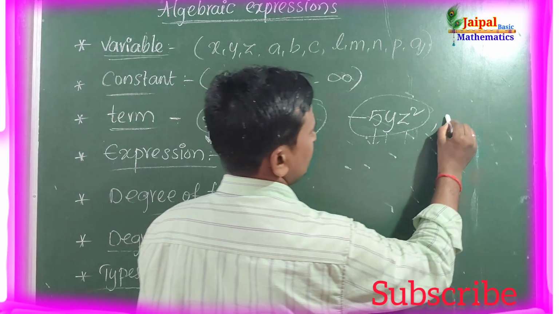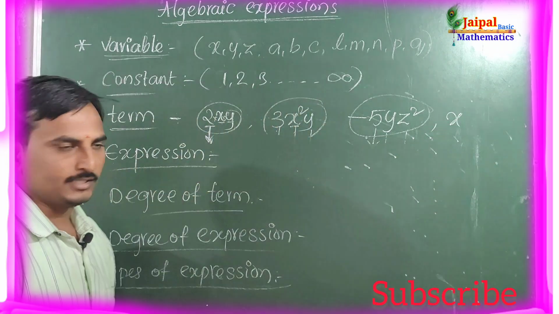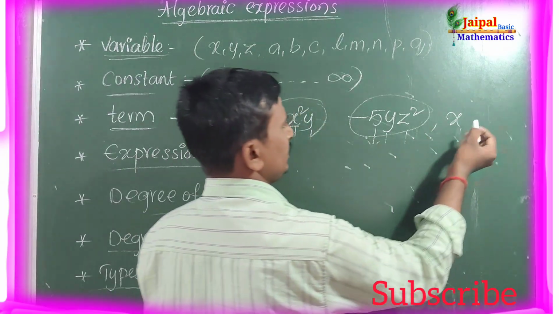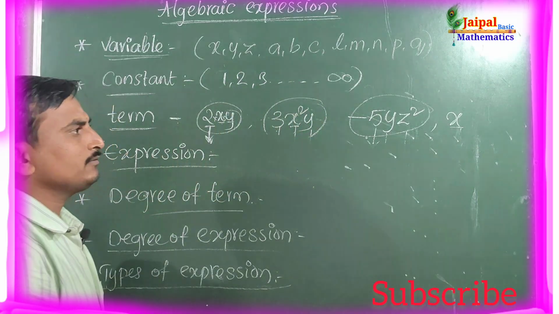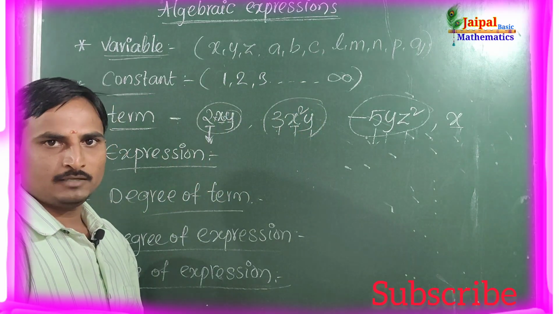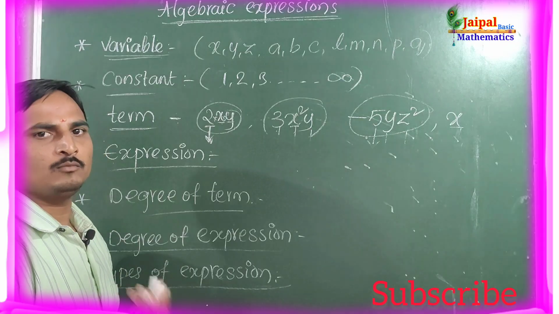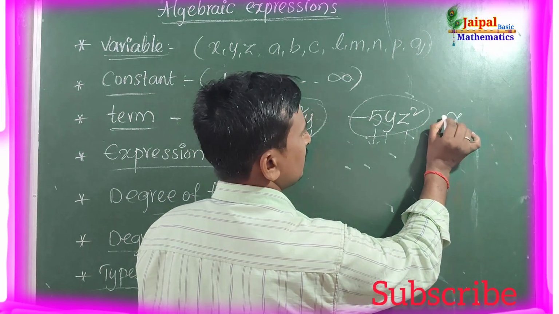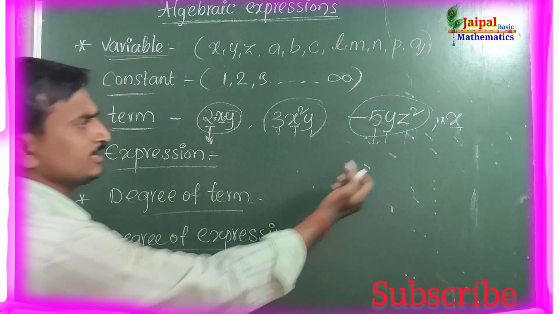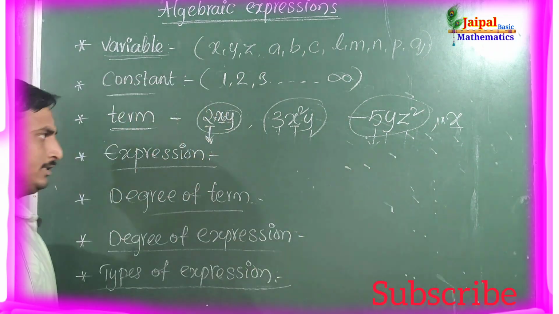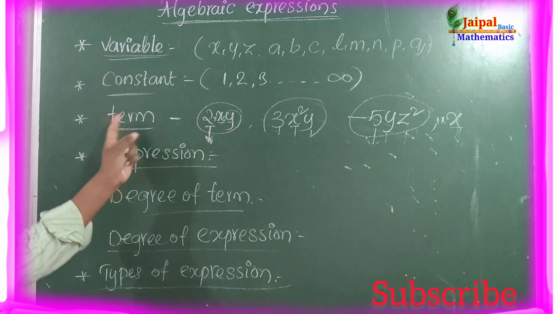Here we can add x also as one term. Individually, x is one term, because a term is the product of one constant and one or more variables. Here the constant is not written, but we can write it as 1 into x. Consider 1 as the constant. So this is a term.